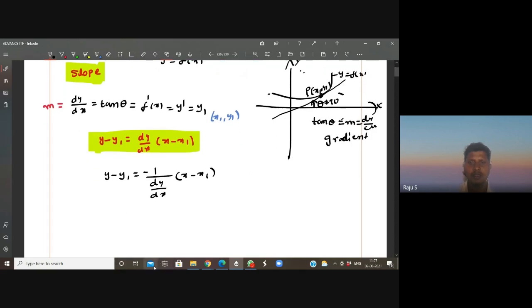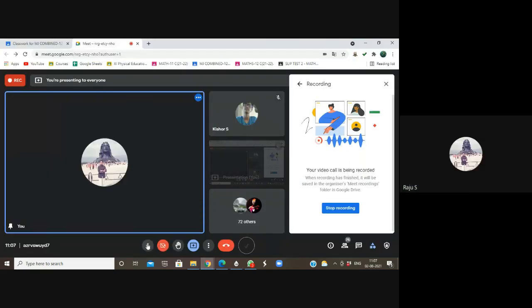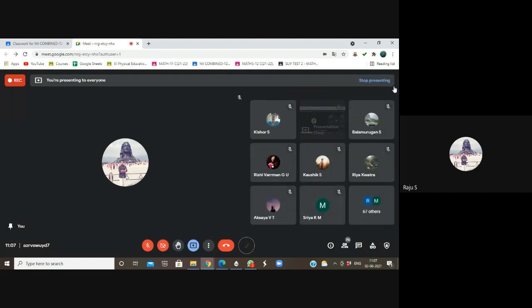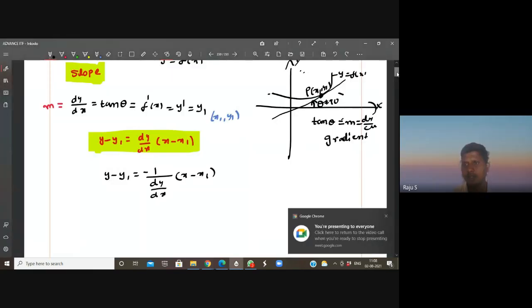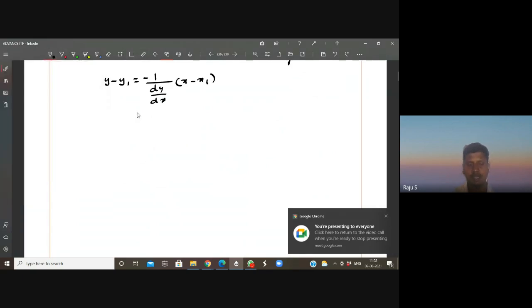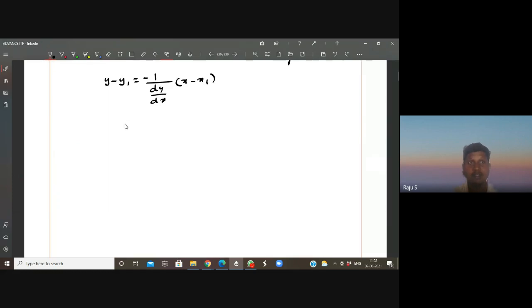So if it is f of x comma y is equal to 0, right, students? Okay, students, here we know that the slope of the x-axis is zero. X-axis is a line. Slope m is equal to zero. So m, nothing but dy by dx, is equal to zero. So this will be the slope of x-axis.